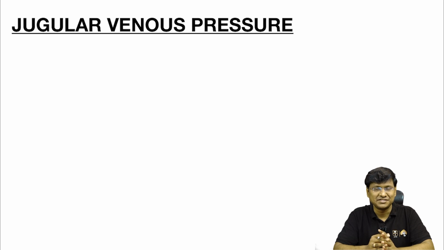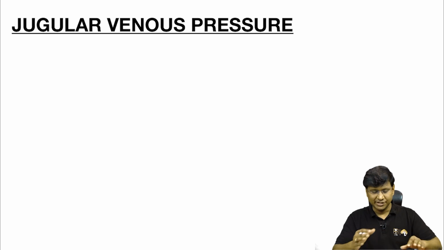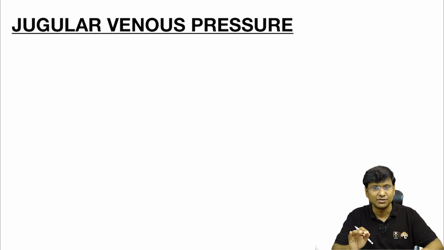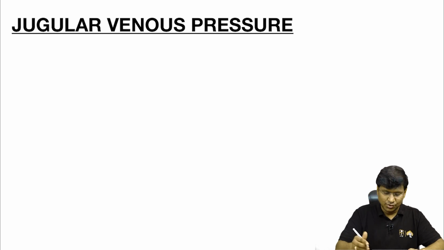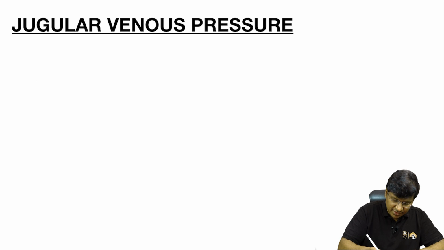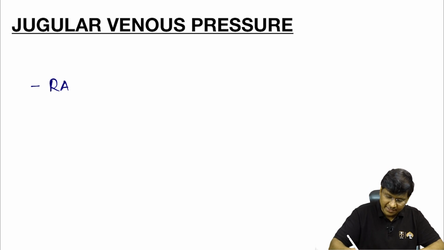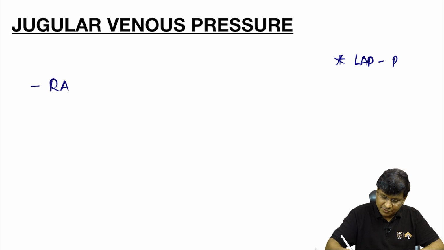In this session I will be doing a quick revision of the topics related to cardiology. The first topic is the jugular venous pressure or jugular venous pulse. It represents the pressure of the right atrium. At the same time, you need to be aware of what represents the left atrial pressure. Left atrial pressure is represented by the pulmonary capillary wedge pressure.